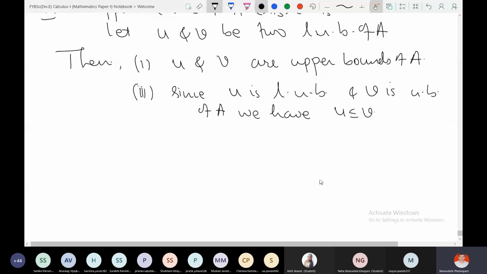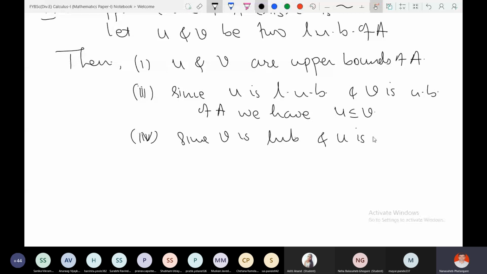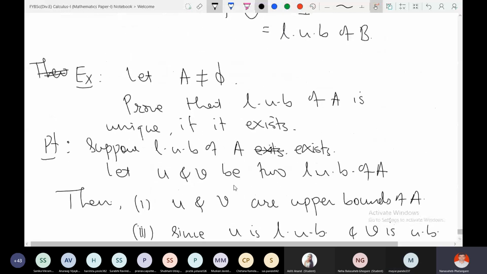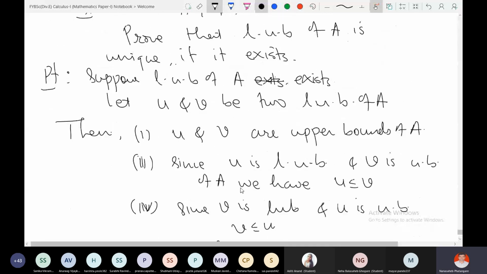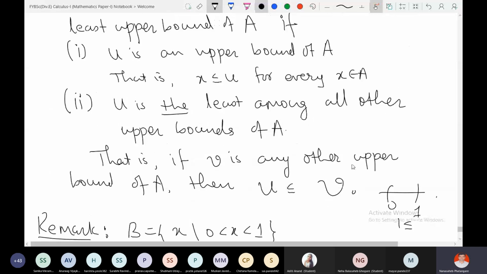What is one more thing? Since V is the least upper bound and U is an upper bound, what can you say? V is less than or equal to U. And what is the conclusion? U is equal to V. Therefore, you cannot have two distinct LUBs. If the LUB exists, then it is unique. So this is clear now, and that's why I use the word here, the least upper bound.